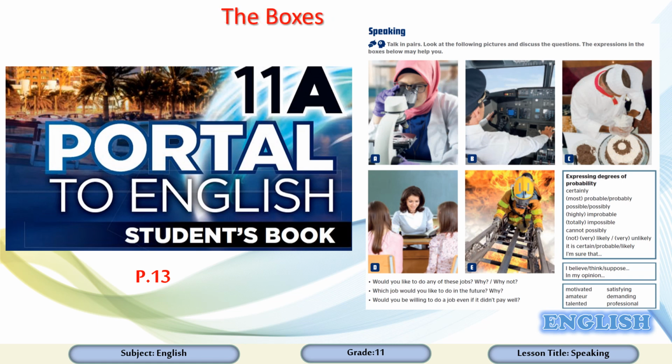Let's look at the boxes now. How many boxes are there? Yeah, there are 3 boxes. In box number 1, there are expressions that you can use to express degrees of probability. Box number 2, it contains expressions that you can use to express opinion. And in box 3, there are 6 adjectives that you can use to describe jobs or describe people.